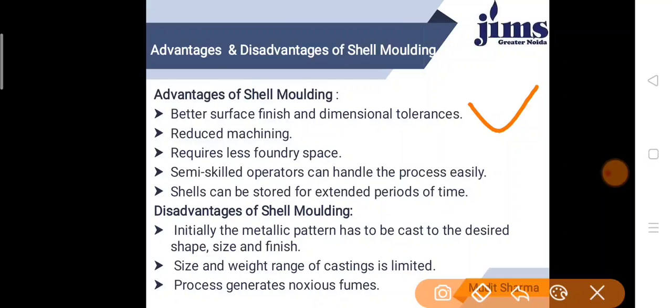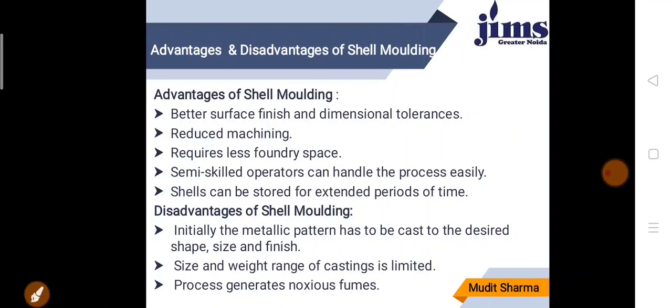Now we will discuss some disadvantages of shell molding. Initially, the metal pattern is needed, and the desired shape, size and weight range of casting is limited. Another disadvantage is that the process generates noxious fumes which create air pollution. Another disadvantage is that it may be limited to some specific metals. The minimum thickness of the section that can be cast is 4 mm. This is another big disadvantage of this process. I hope you will understand by the help of this PPT video lecture.